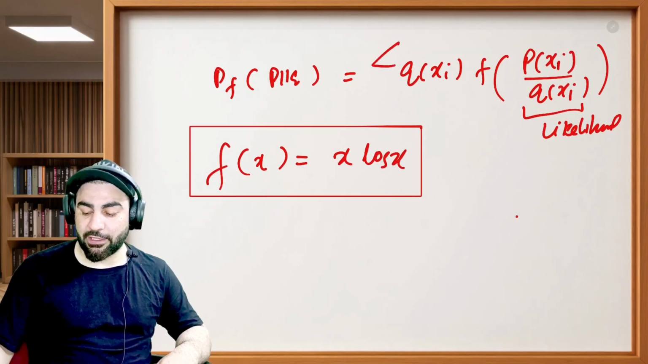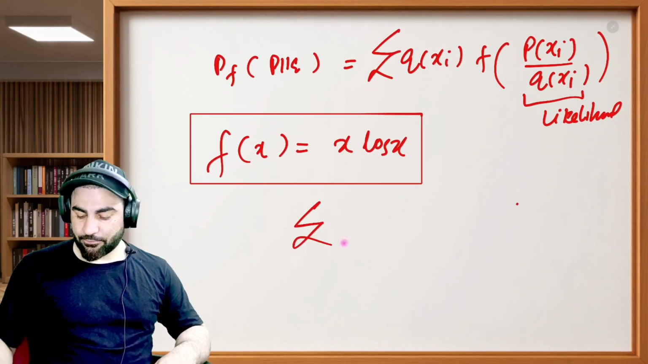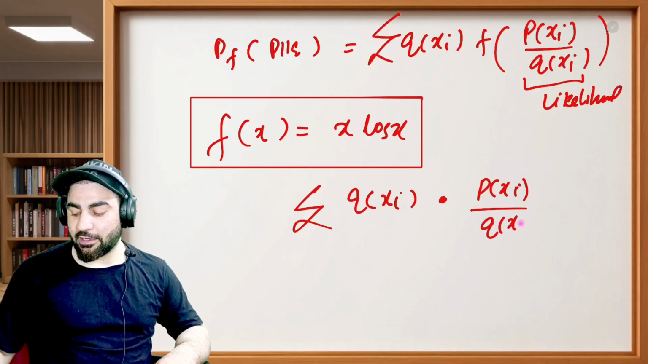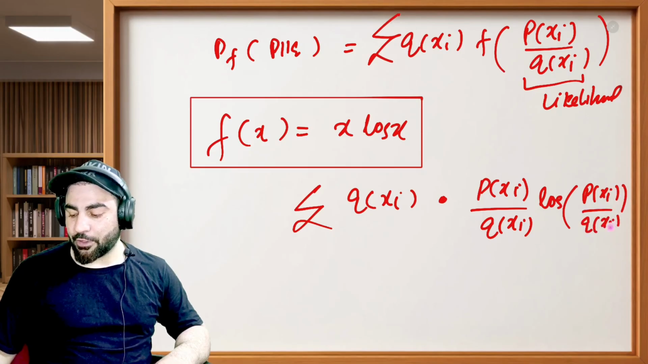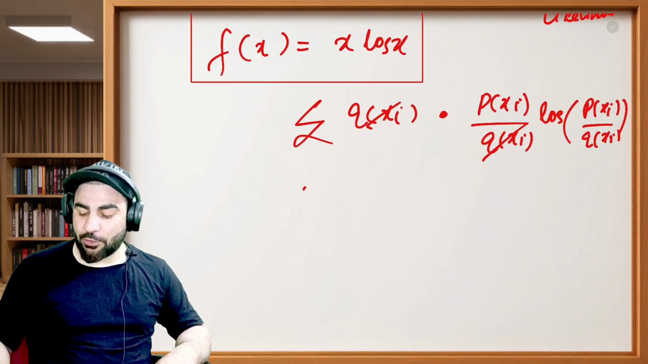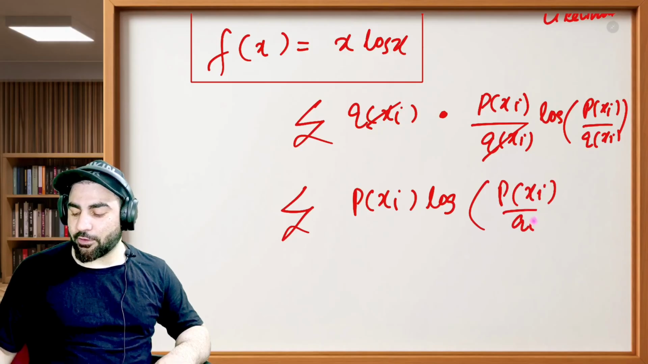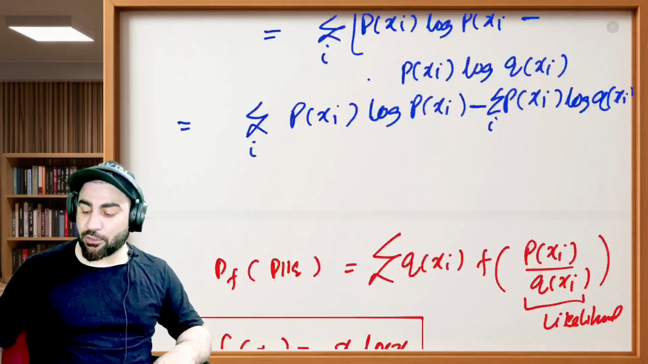So let's suppose we are doing it with the discrete case. Now, summation of q of xi multiplied by p of xi divided by q of xi, and then log of this whole term, p of xi divided by q of xi. Now you can see this and this will be cancelled, so you'll be left with summation of p of xi log of p of xi divided by q of xi. So that's what is written over there.